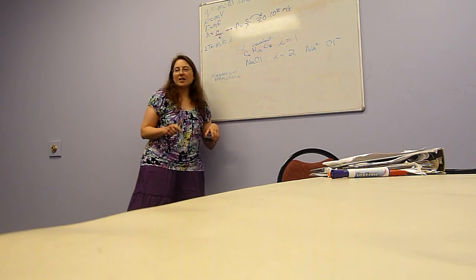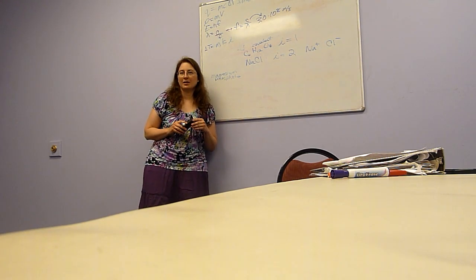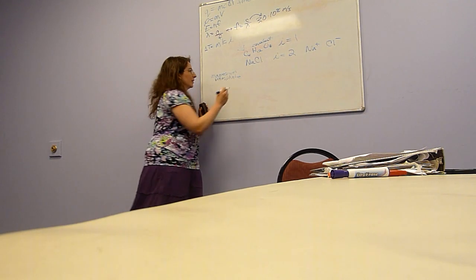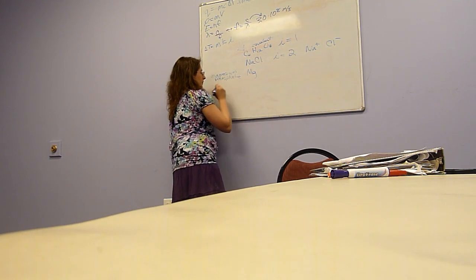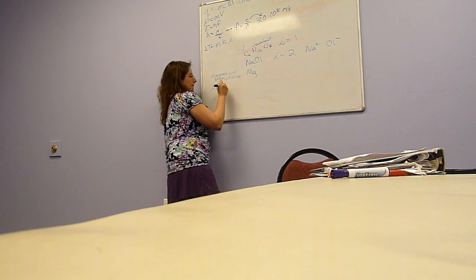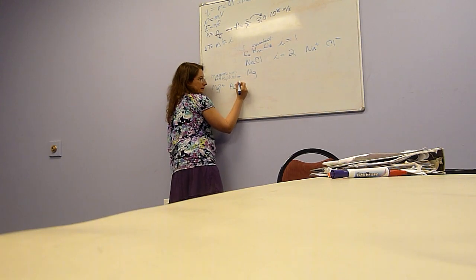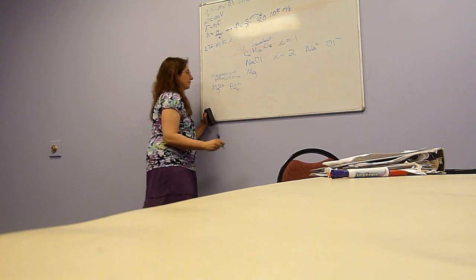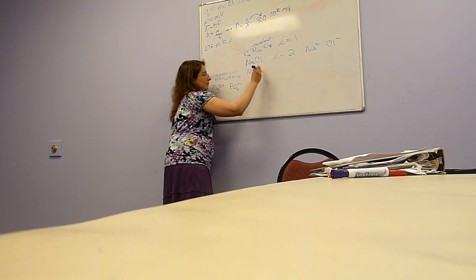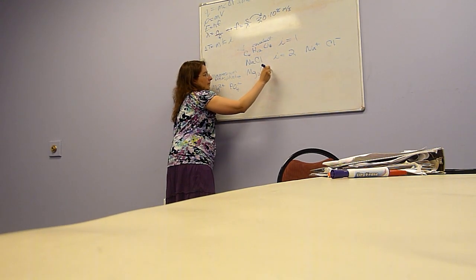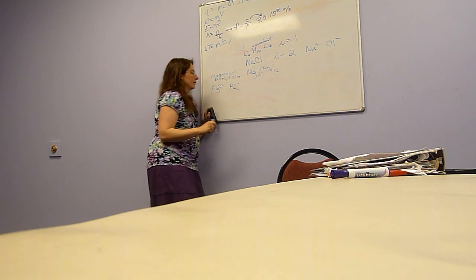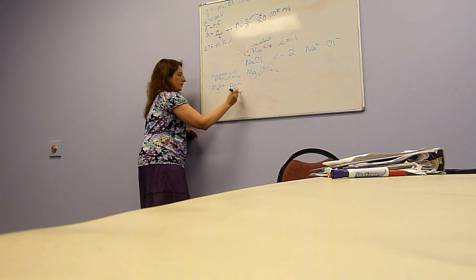Magnesium phosphate. How do I write it? Magnesium phosphate? Oh, Mg. Phosphate, is it PO4? PO4 negative. No, no. So, we write that. Oh, okay. Phosphate. Can I have my thing back now? Yeah, I kind of need that.